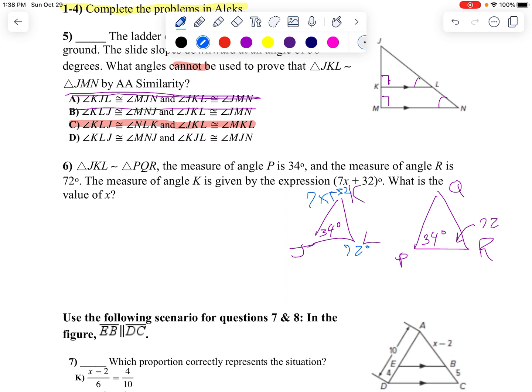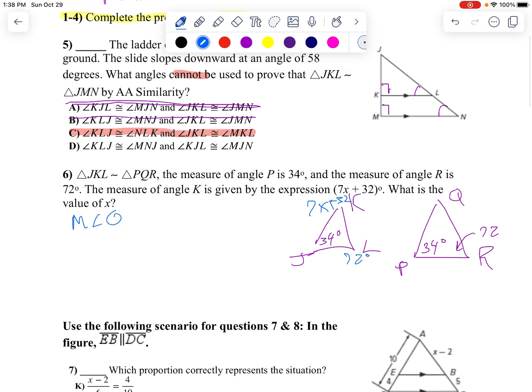Well, first thing we're going to do, we're going to find the measure of angle Q. So the measure of angle Q is going to be 180 minus 72 minus 34. Well, I know that's 108 minus 34. 8 minus 4 is 4. 10 minus 3 is 7. So I get 74 degrees for angle Q.